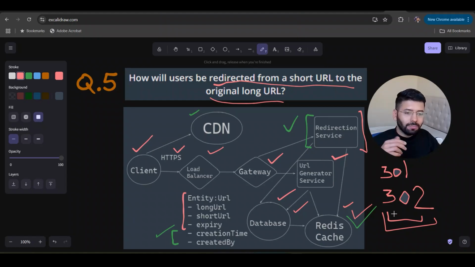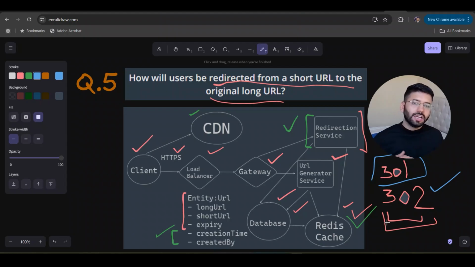Now why is this important? Because if we followed 301, the browser would keep the mapping in its cache for an indefinite period. The browser would skip all the logic that we have kept in the service. It would never reach our Redis cache or database. It would always pick it from the browser cache, which is not what we want. So we want it to happen using the temporary redirect, which is the 302 status code. These kinds of details are important, through which the interviewer would know that you know such basics and fundamentals, because they are important for this system.